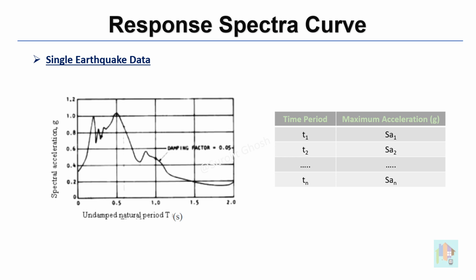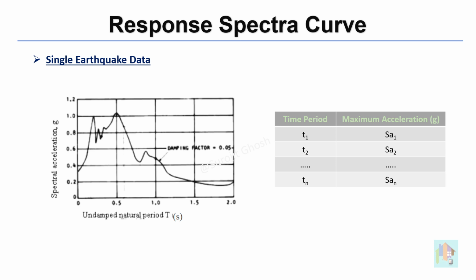This response is not plotted directly. It is compared with the gravitational acceleration. So, it is no longer an acceleration, rather an acceleration coefficient SA by G, and that value is plotted in a graph over time period. This graph of maximum response versus natural period for a given accelerogram is known as the response spectrum.